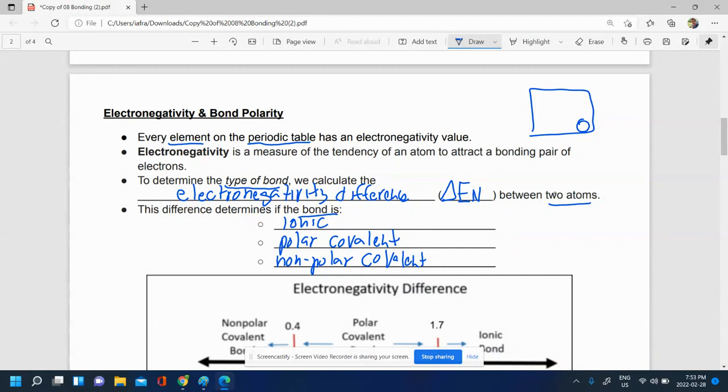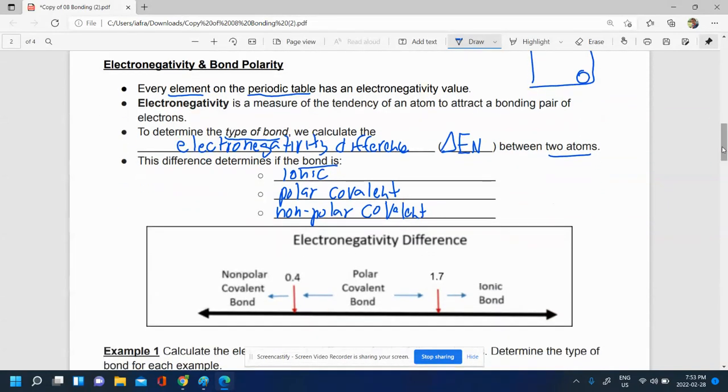Ionic is essentially the idea that your difference in electronegativity is so high that an electron transfer has to occur. You can't share. One element has such a high electronegativity compared to the other, it just rips the electron away, essentially. And usually you're going to see that when your electronegativity difference is greater than or equal to 1.7. And these values will differ depending on what scale you're looking at. For our scale, we're going to focus on greater than or equal to 1.7.